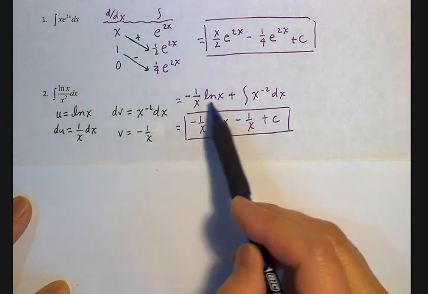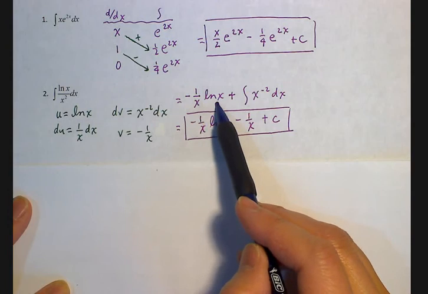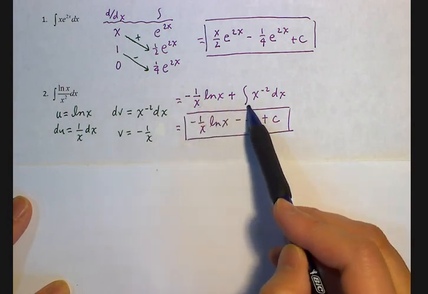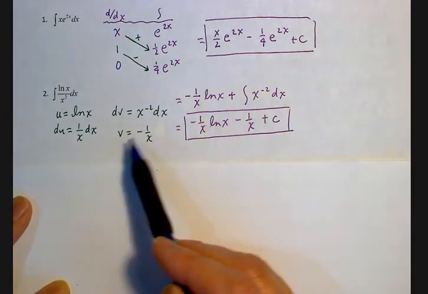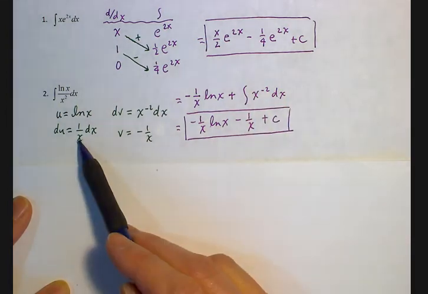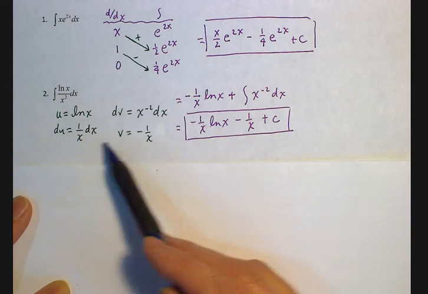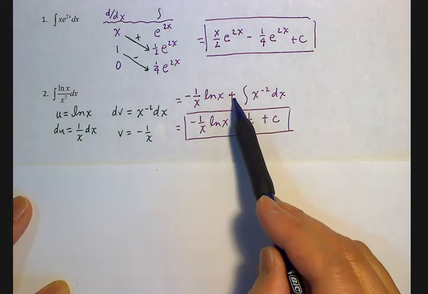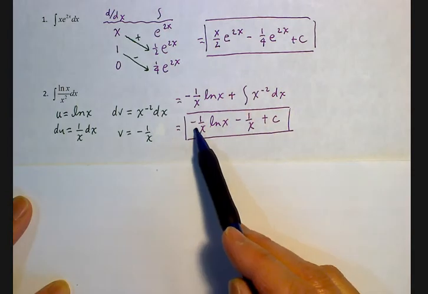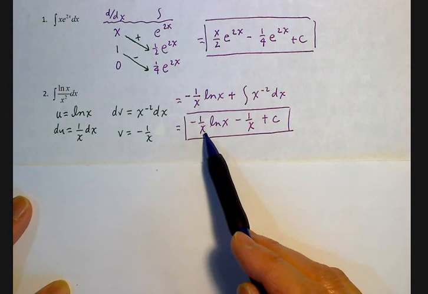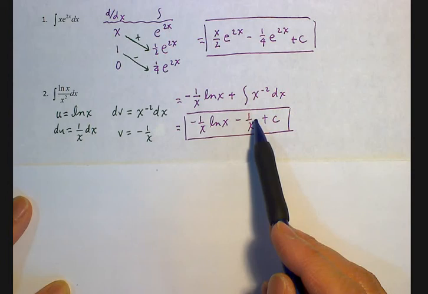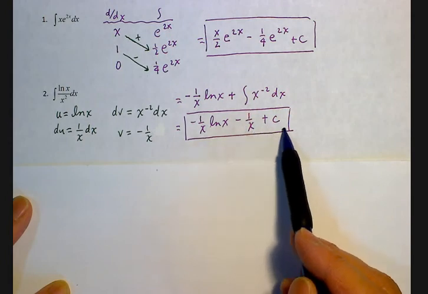So then I'm using uv, so it's negative 1 over x, natural log of x, plus the integral of v and then du. And so if you multiply these two things together, then you end up with a 1 over x squared, which is x to the negative 2, and since it's a minus negative, it's a plus here. So your final answer here is negative 1 over x, natural log of x, and the integral of x to the negative 2 is negative 1 over x, and then it's plus c.